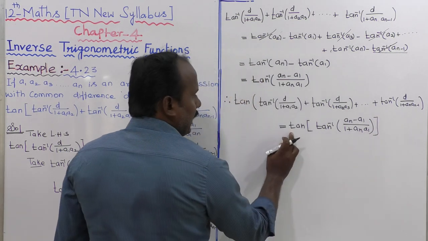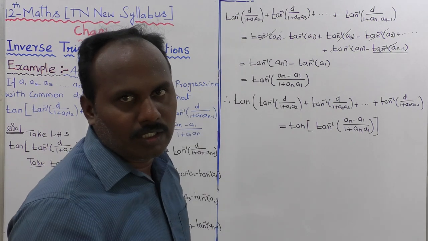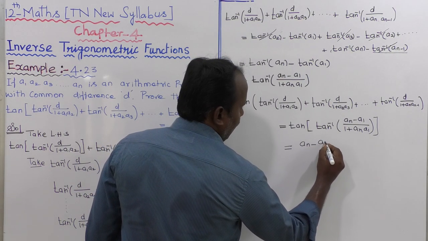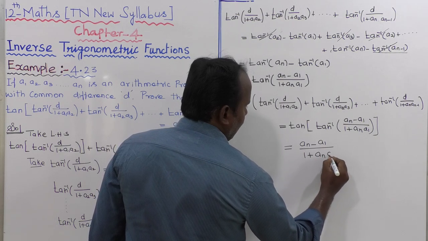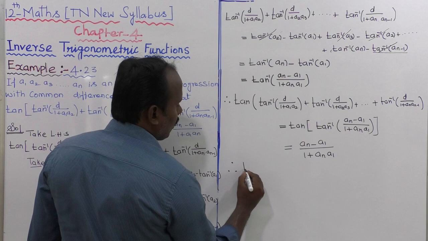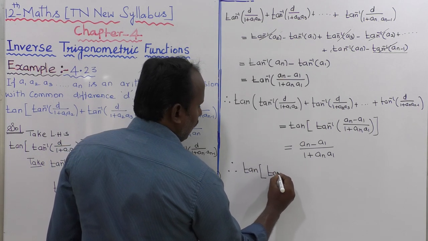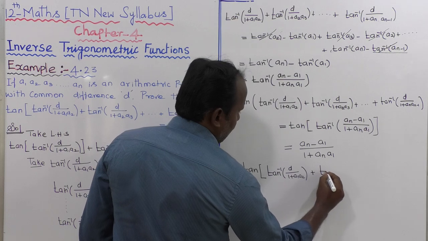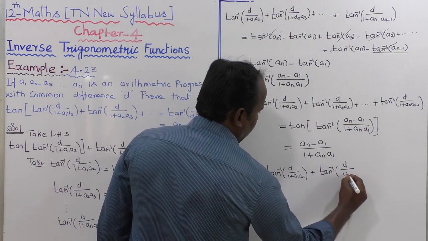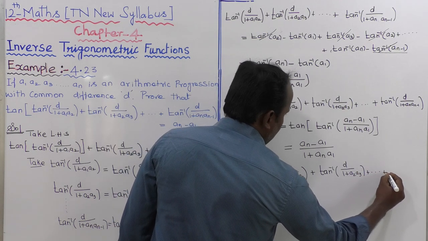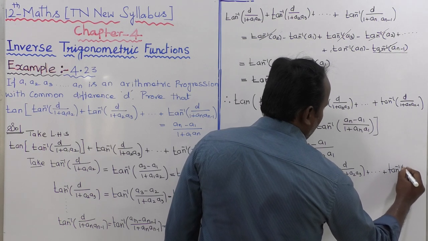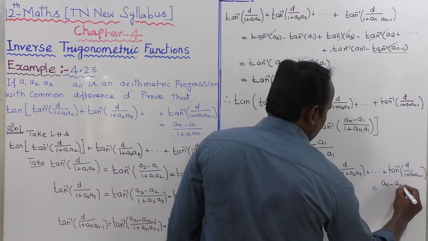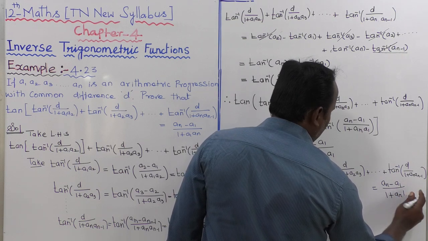Okay. So this one is tan of tan inverse of theta. Tan of tan inverse of theta is equal to theta. So theta is replaced by the value of this one fully. That is equal to (An minus A1) whole divided by (1 plus An A1). So therefore, tan of tan inverse of d divided by 1 plus A1 A2, next plus tan inverse of d divided by 1 plus A2 A3, plus and so on, plus tan inverse of d divided by 1 plus An An minus 1, equals (An minus A1) by (1 plus An A1).